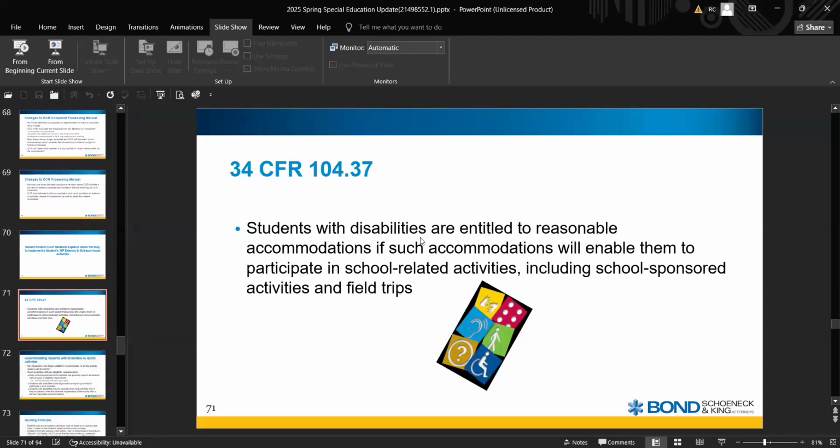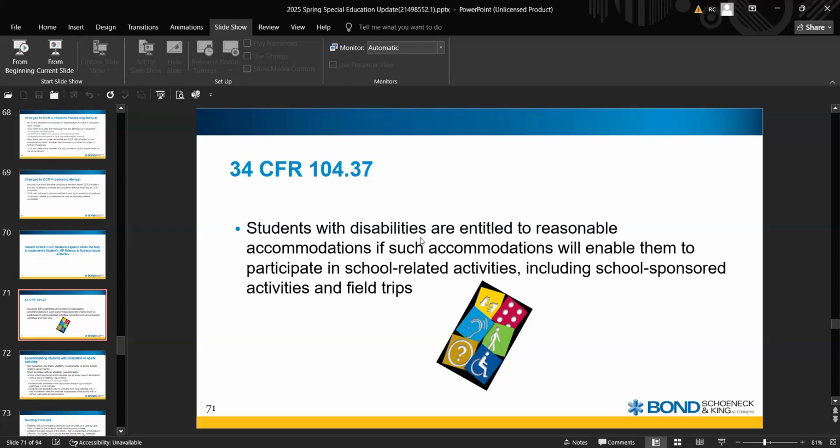We're talking about sports today, but just remember that the principles and concepts we're going to discuss apply to any school-sponsored activity. We could do one of these on field trips. We could do one of these on other extracurricular activities. The concepts are the same. So we start with federal regulations. This is essentially the 504 regulations. Students with disabilities are entitled to reasonable accommodations to enable them to participate in school-related activities, including school-sponsored activities and field trips.